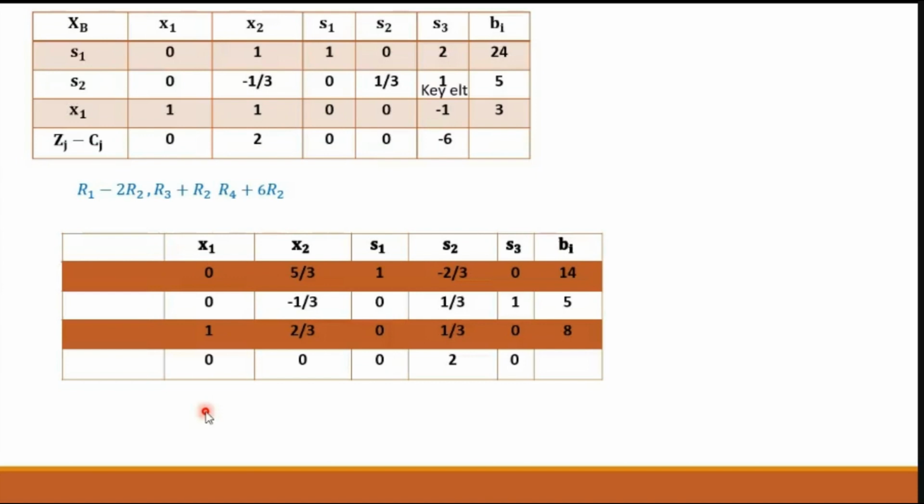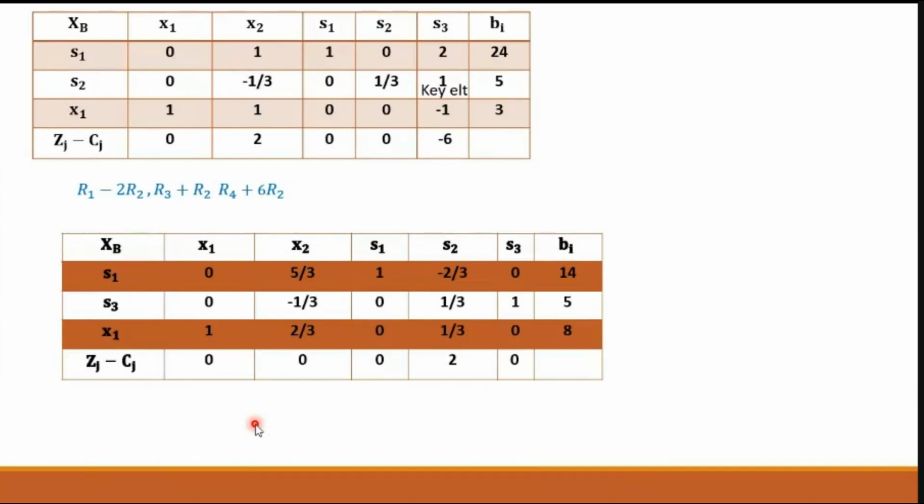What is the XB column now? कौन-कौन से variables रहेंगे XB column में? See whether you are getting a unit matrix of order 3. S1, S2, S3 and X1. Okay. 1 0 0 is corresponding to S1. तो मैंने यहाँ पे S1 लिख दिया. 0 1 0 is corresponding to S3. तो S3 लिख दिया. 0 0 1 is corresponding to X1.